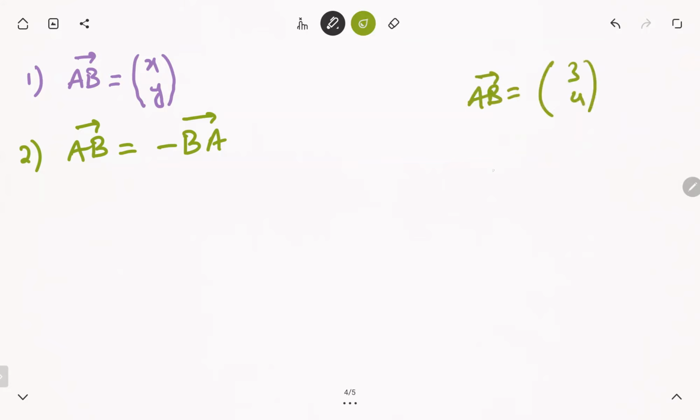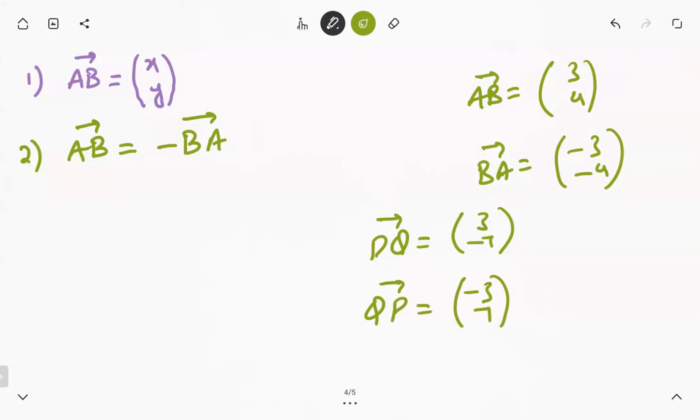If AB is 3, 4, then what will BA be? It will be -3, -4. When will these become equal? When you multiply BA by minus, it becomes +3, +4, and then it will be equal to AB. So if you multiply BA by minus, it will be equal to AB. Or simply remember that if you change the direction of a vector, its sign will change. If you know the vector PQ is 3, -7, then what will be the vector QP? It would be -3, +7. So if you are changing the direction, the signs will also be reversed.